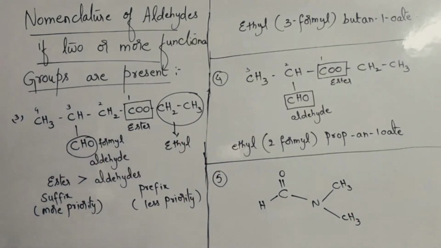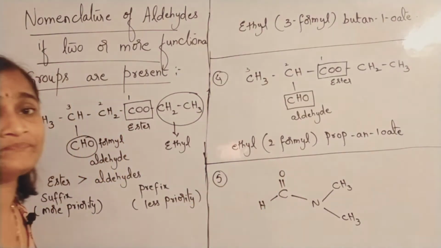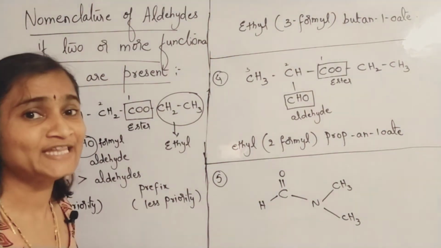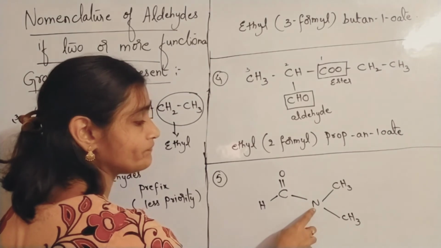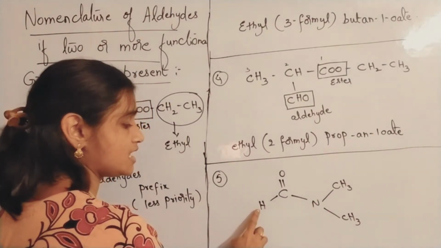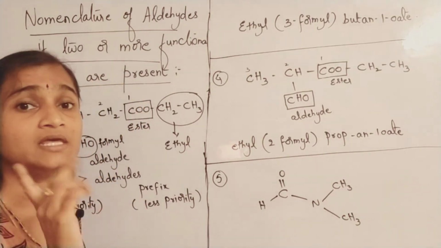Okay, let us try to write the name of this compound. Can you guess the name of this compound? You are finding one aldehyde functional group here. Are you finding? I think you are able to find. But here nitrogen is there. Okay, it is like RCONH2. Please understand me carefully.